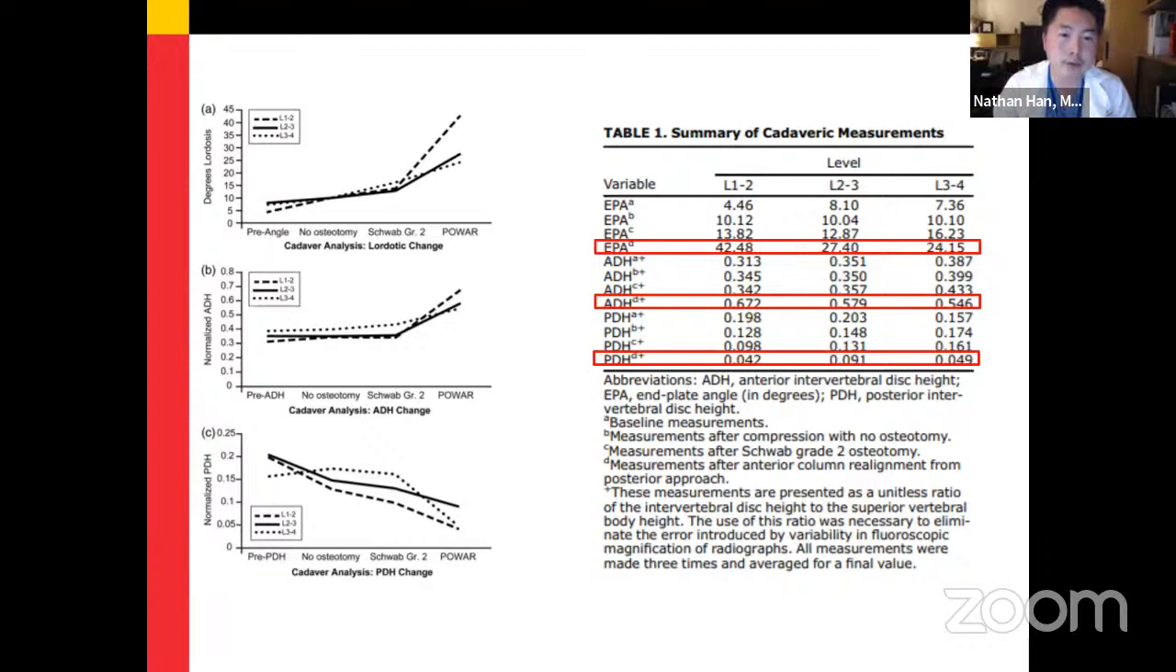And this table shows the numerical data associated with this figure. And the figure highlighted in red is the ALL release components. You can definitely see that L1-2 had the greatest amount of lordotic correction with the greatest change in the anterior disc height increase with the posterior disc height decrease. And these were all values that were normalized to the superior vertebral body on the one level above in order to make the measurements more consistent in different fluoroscopic images.